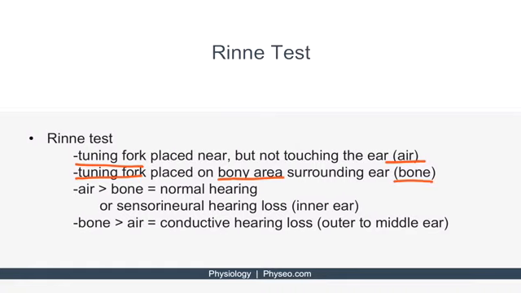And what you get is an air to bone ratio. So when the tuning fork produced louder noise to the patient when it was not touching the bone, in other words, it was just in free air, then that patient has normal hearing. But this can also be the case if the patient has sensory neural hearing loss, in other words, damage to the inner ear. However, if the patient says that they were able to hear the sound better when the tuning fork was placed against their skull, then that would mean that the bone is louder than the air. And this implicates conductive hearing loss. In other words, the outer or middle ear is damaged.